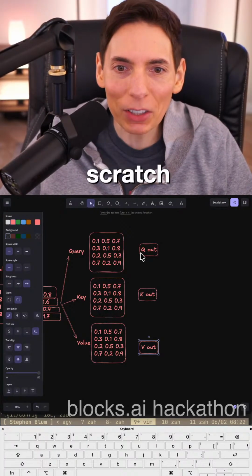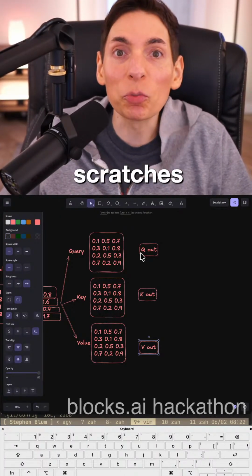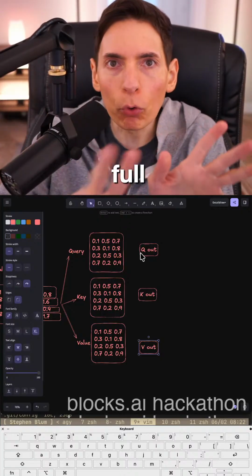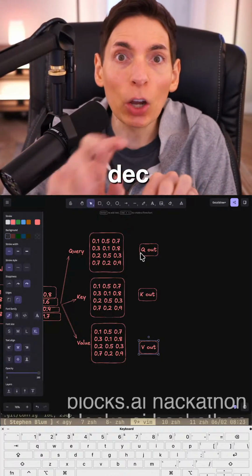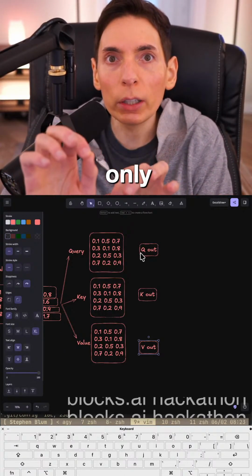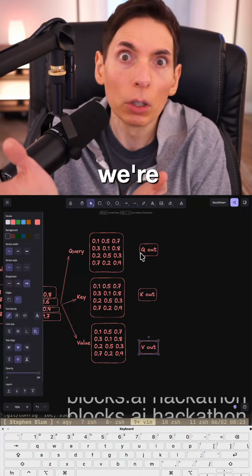Are you making it from scratch? Yes, we are. We're doing it from scratch as best as we possibly can, right? So I've got everything in my head. I see the full end-to-end picture of a decoder. We could do encoder as well. A decoder only, you know, a ChatGPT essentially. We're doing a ChatGPT.